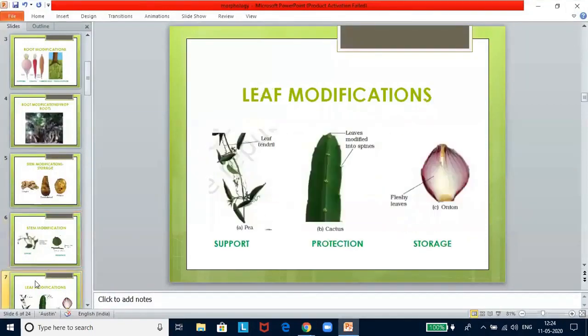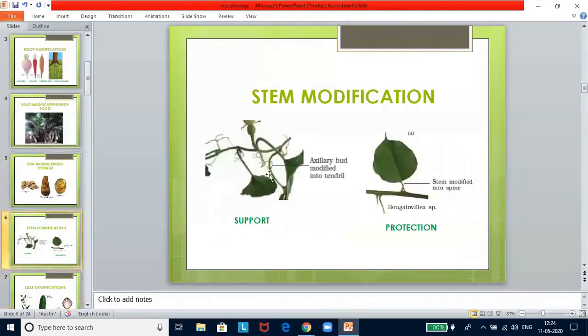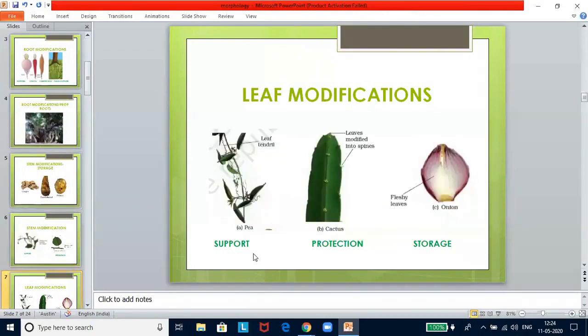Now let us look at leaf modifications here. See here, they might ask you about this diagram, and they can show you the stem modification. This is for support, and this is also for support. This is a leaf tendril, and there it is a stem tendril. These two diagrams can be asked: A is what, B is what. Now here leaves are getting modified into spines in cactus. It is for protection.